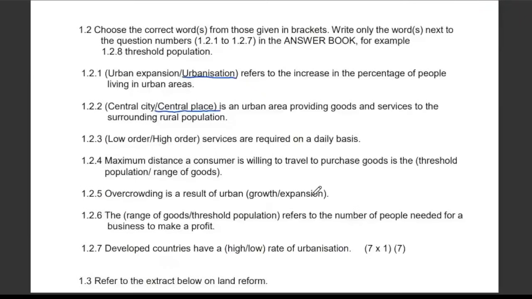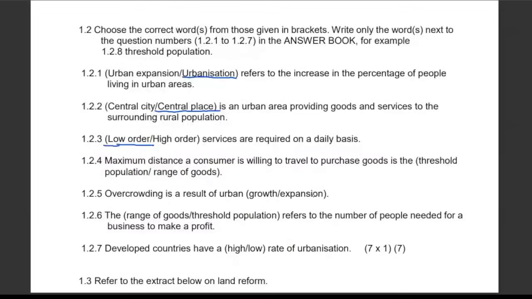Right, we have high order or low order services are required on a daily basis. What we require on a daily basis are low order services. High order services are those services that we do not need on a daily basis. We need them maybe once after some time. Low order services or low order goods, we are looking at those services of basic requirement. Like for example, goods like food stuffs, the groceries. We need them almost on a daily basis. We need food on a daily basis. Those are low order. And also relating them to the range of goods, they have got a shorter range.